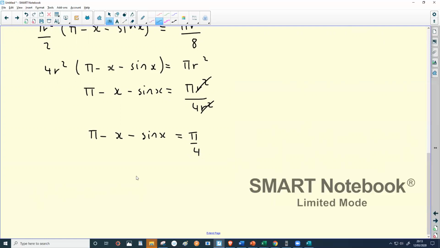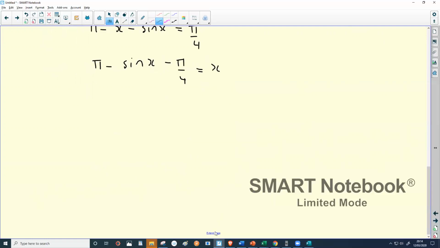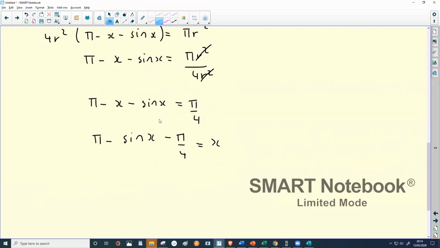And if I make x the subject, i.e. take the minus x over to the right hand side, and take the pi over 4 over to the left hand side, and collect the pi terms together, that's 1 pi minus pi over 4, a quarter pi. We're left with 3 pi over 4 minus sine x equals x, which is what the question wanted us to show.